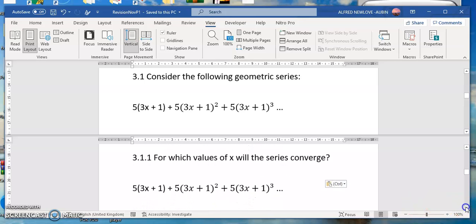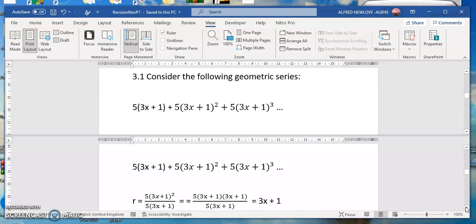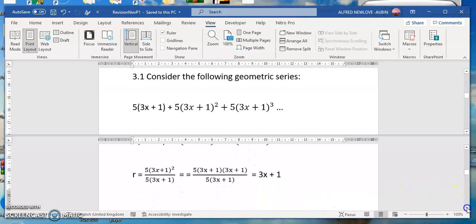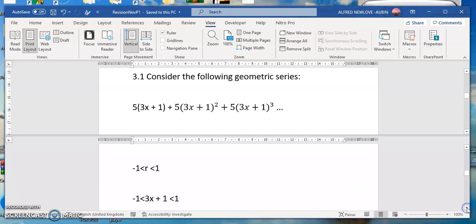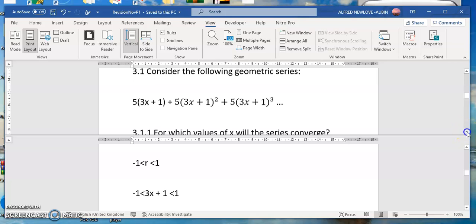You know, for the series to converge, r must be in between -1 and 1. So the first thing we need to do is to find the common ratio. How do you find the common ratio? You divide them. They said it's a geometric series, so just take the first one, this divided by that. Alright, and if you simplify, this will cancel, so you have 3x plus 1. So our common ratio is 3x plus 1, and this common ratio must fall in between -1 and 1. So if you substitute it there, we need to find x, because the question says find the value of x.